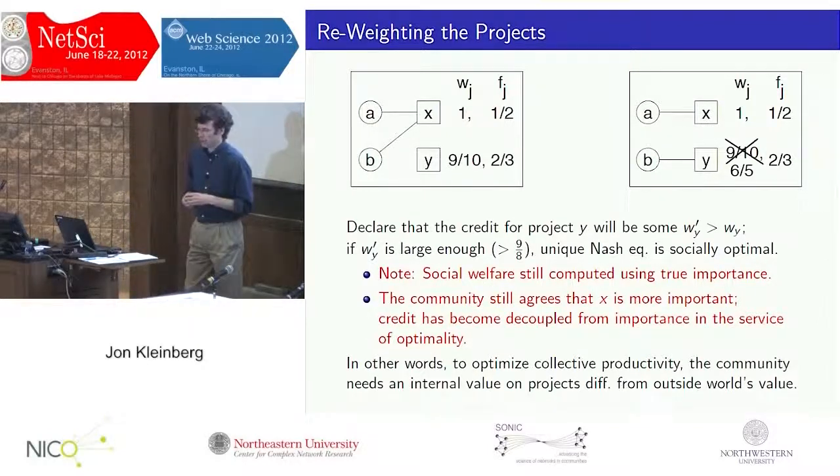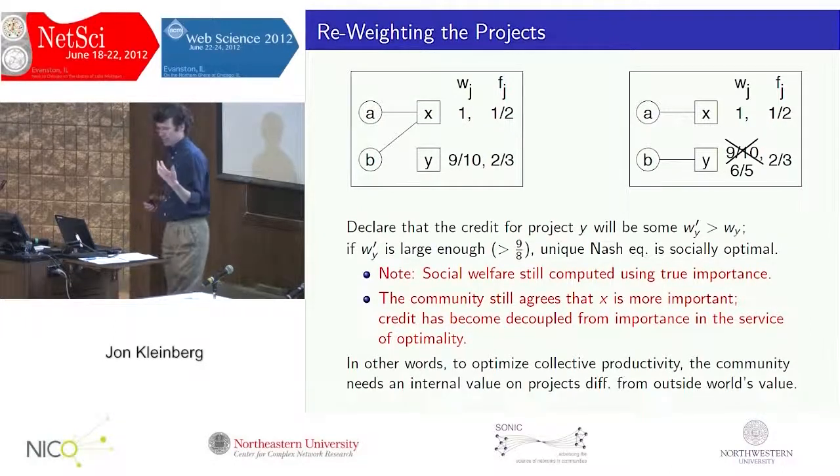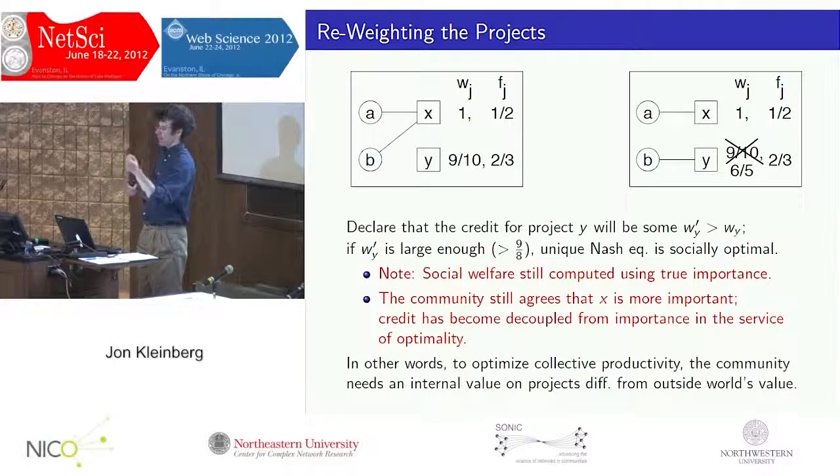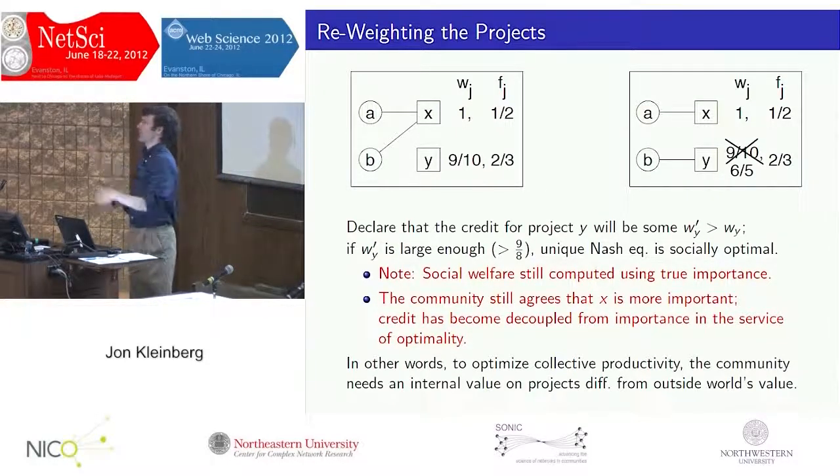Okay? And so, effectively, what's the point? To optimize the collective productivity, the community needs some kind of internal accounting mechanism for credit that's actually different from the actual value of these projects. It's not like we suddenly forgot that this was the less important project. We just all chose to pretend that was not the case so as to achieve social optimality.